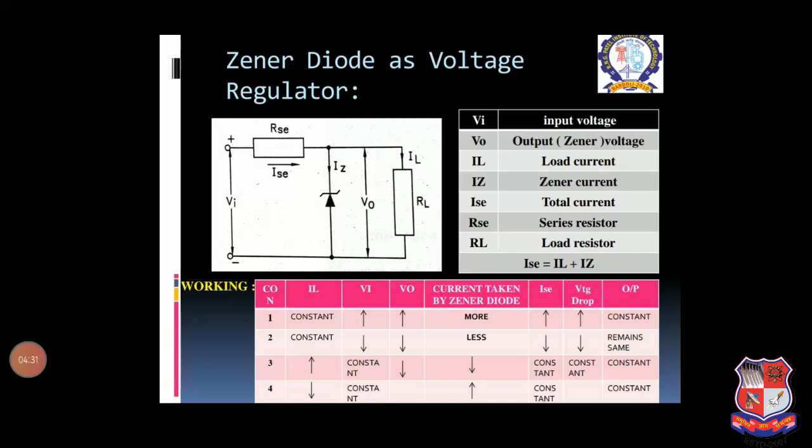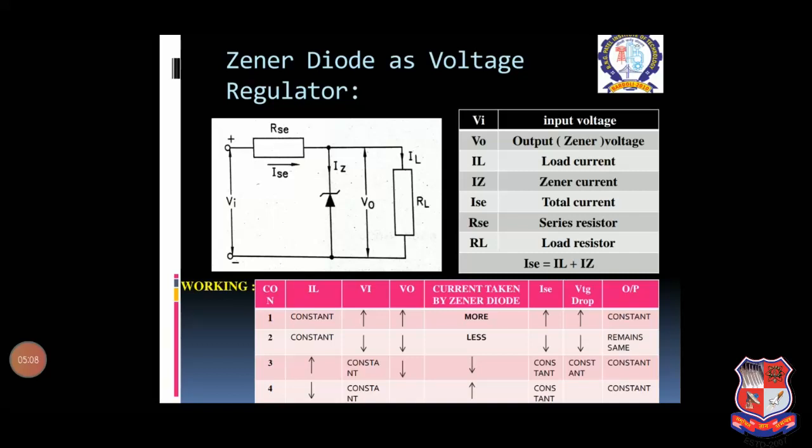If the load current increases with the constant input voltage, the total current tries to increase. So the output voltage tries to decrease, but it does not happen because the Zener current decreases. So the total series current remains constant. So the voltage drop across the series resistor remains constant, with the result that the output voltage remains constant. Clear? That is condition number 3.